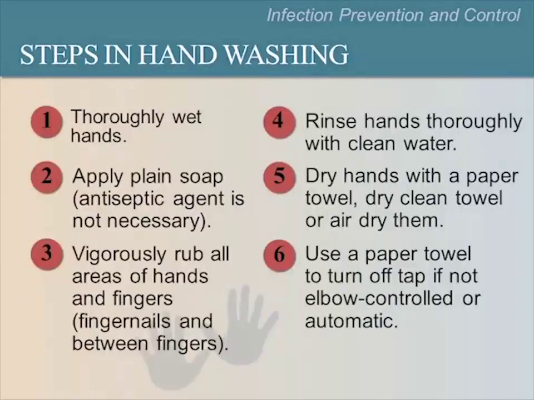The steps in proper hand washing begin with thoroughly wetting your hands. Next, apply plain soap and vigorously rub all areas of hands and fingers, including fingernails and between the fingers. Rinse hands thoroughly with clean water. Using liquid soap in a dispenser is preferred over bar soap. Then dry hands with a paper towel, a clean dry towel, or air dry them. Use a paper towel to turn off the tap, if not elbow controlled or automatic.